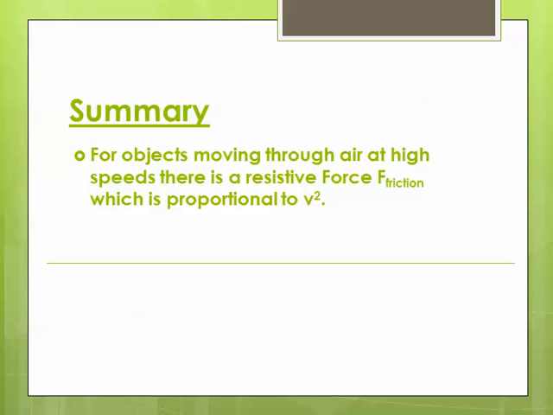Let's have a summary. Today we've been looking at 2 things. One was the motion of an object falling through air at high speeds. If an object is falling through air at high speeds, there is a resistive force which is proportional to the square of the velocity. So this is very important. And because of this resistive force, the objects reach a terminal velocity. This is in contrast to free fall.